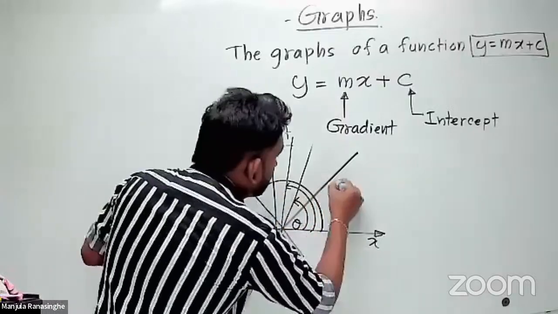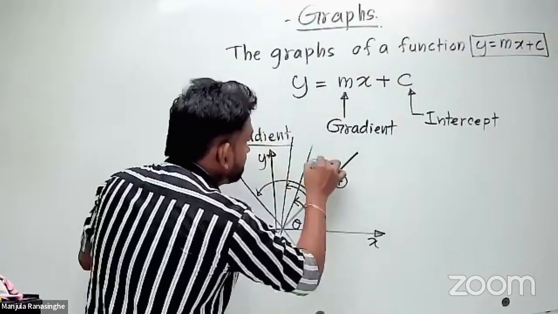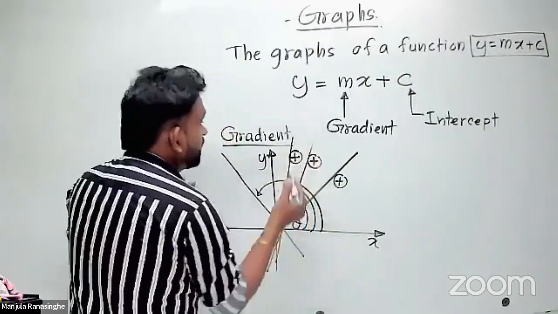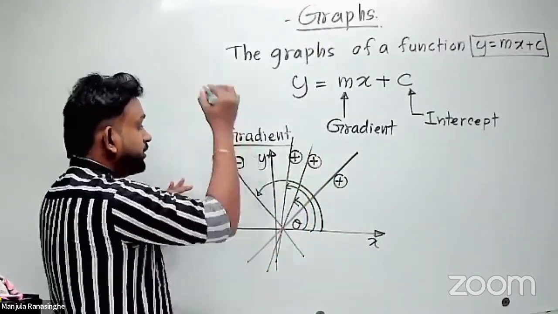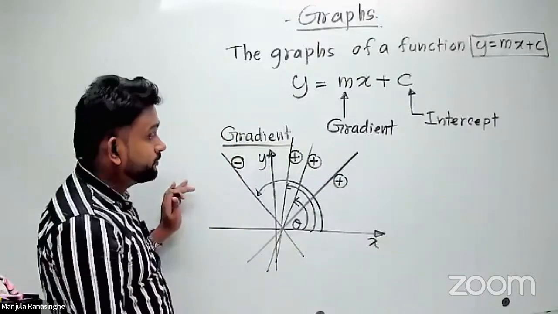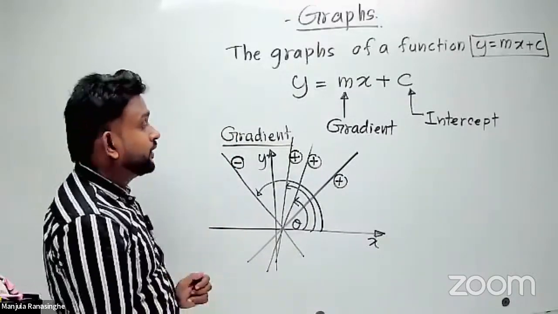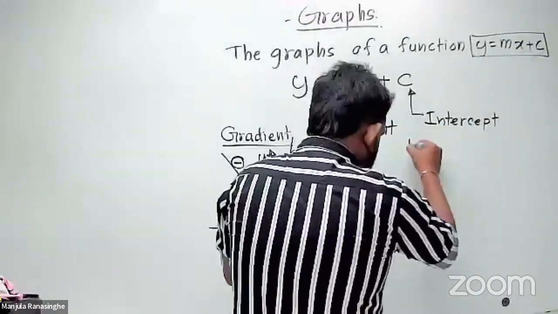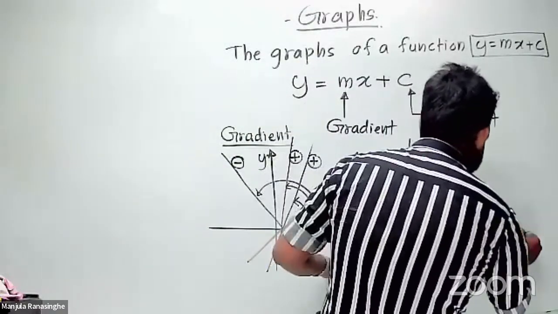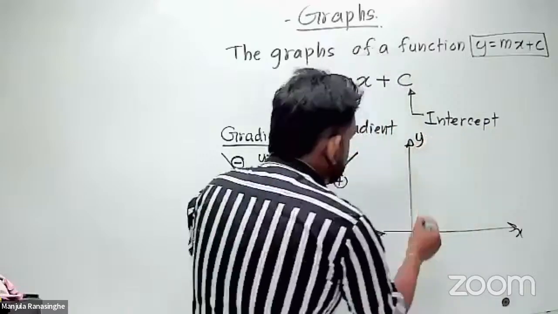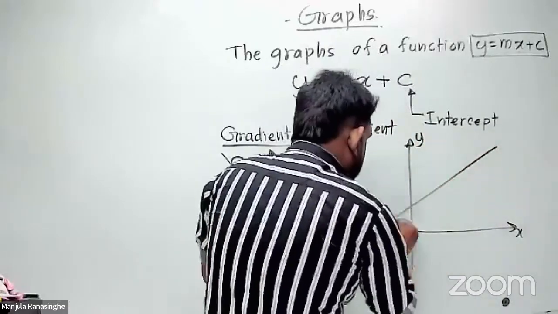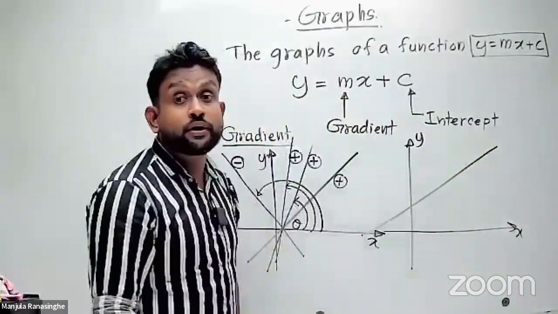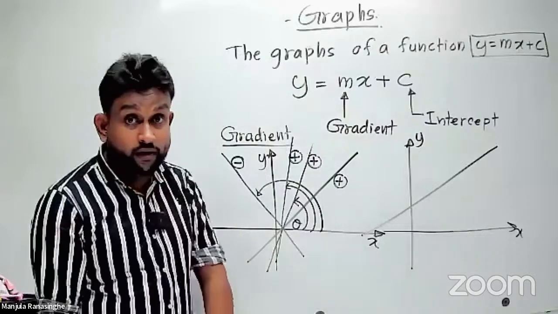So here we have positive gradients, m positive, m positive, m positive, but here m becomes negative, right? Okay, remember that idea. Then how to find the gradient of a graph? This is how you do it. Here x and here y. So if I draw a certain line, I require 2 points to find the gradient.